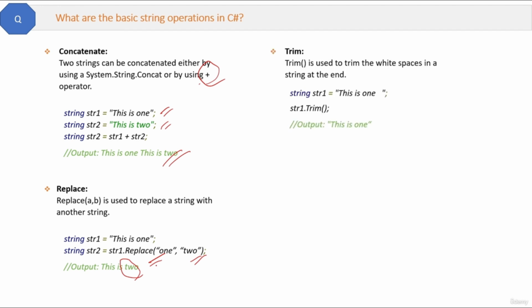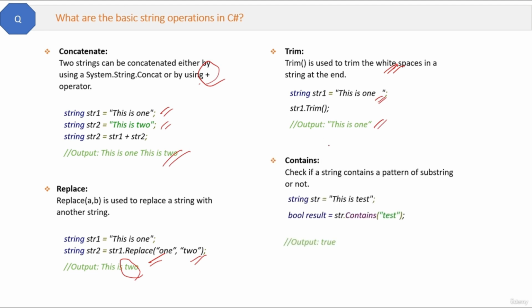Another important function is trim. Trim is used to trim the white spaces from the end of the string. Here is the example. Another is contains. The contains method checks if a string contains a pattern or substring or not. In the example, the string contains "test", which it does, right, so it will return true. That's all about some of the important methods of a string.